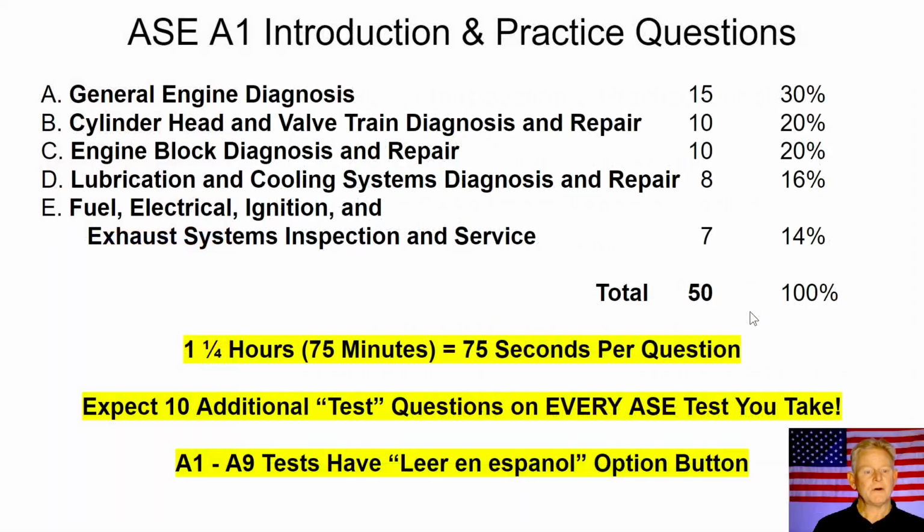So continuing on here, expect 10 additional questions. Those 10 additional questions are basically questions that ASE is testing for validity. If a bunch of people get them wrong that have scored well on the rest of the questions that were actually scored, then those questions never make it onto a test as a scored question. It's the way ASE tests questions before they're actually scored.